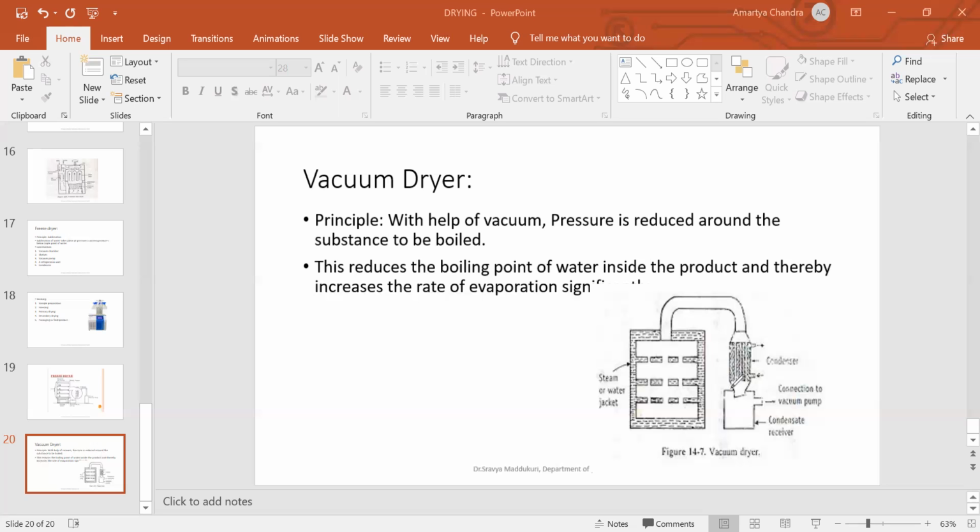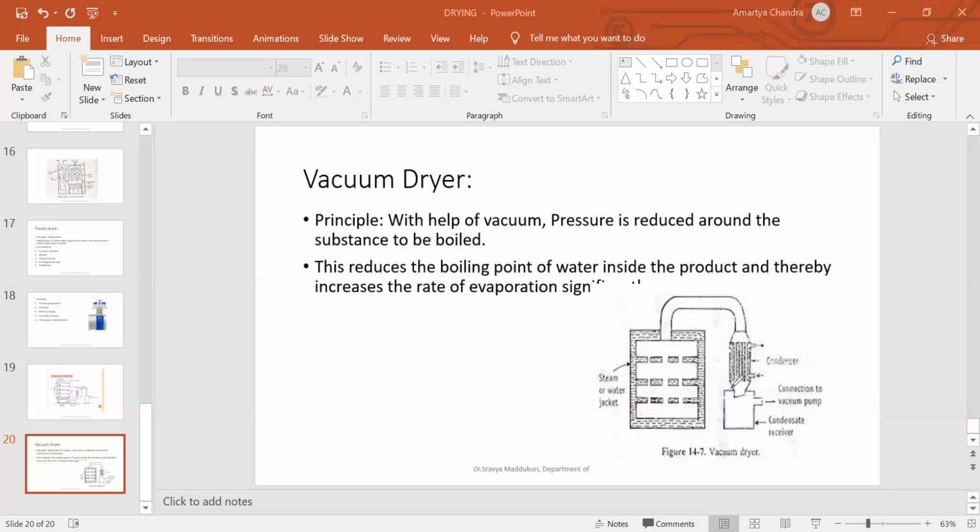Now, the advantages: it is usually a pre-treatment step for many of the other dryers. Before putting it into any other dryer, many industries put it into a vacuum dryer and then subject it to freeze drying, FBD, fluidized bed drying, etc. And another advantage is that it is a less damaging drying process. Heat sensitive substances are less damaged.